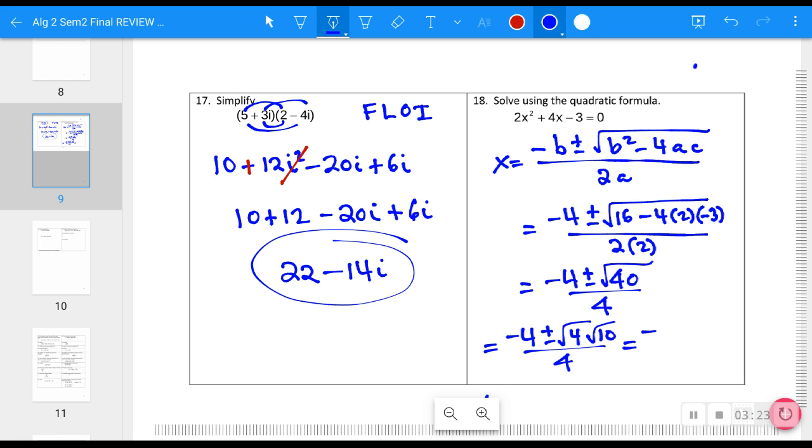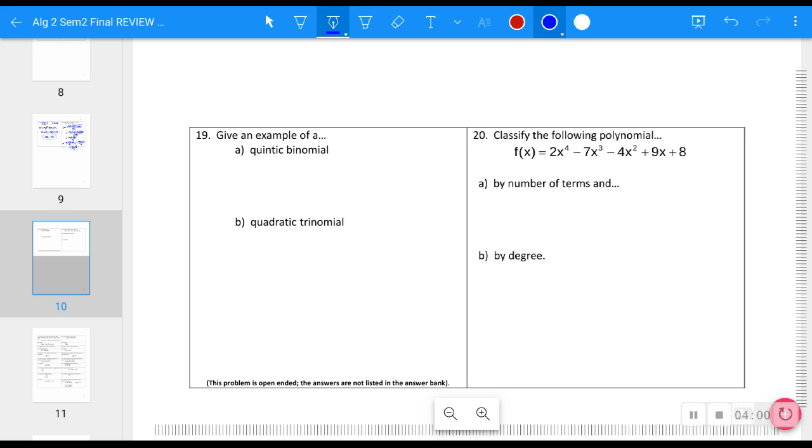So that ends up being negative 4 plus and minus 2 root 10 over 4. And then we examine this thing to see if there's a common factor in all three parts of this triad here. And they all divide by 2. So you end up with, divided by 2, negative 2 plus or minus root 10 over 2. Okay, and that one's done. All right, I'll go ahead and do all the way through 20 here.